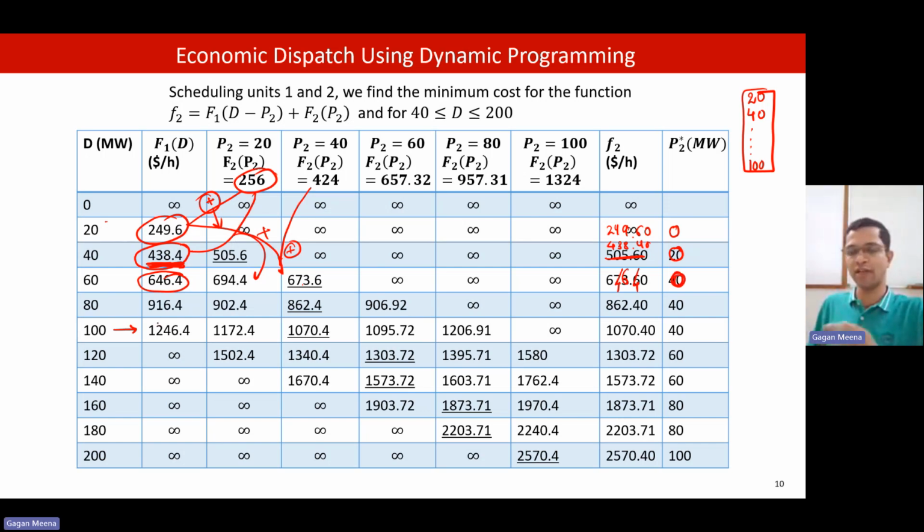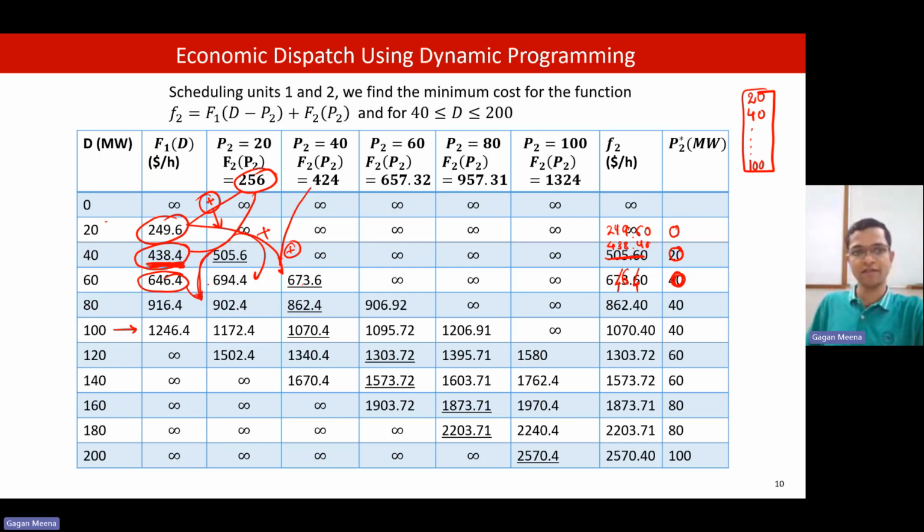Now we move on to 80. If we see 80, what is happening? One option is that everything is generated by P1 itself, and the cost is 916.4. The second option is P2 is 20 and P1 reduces to 60. Add these two values: this 256 plus 646.4. You will get this.